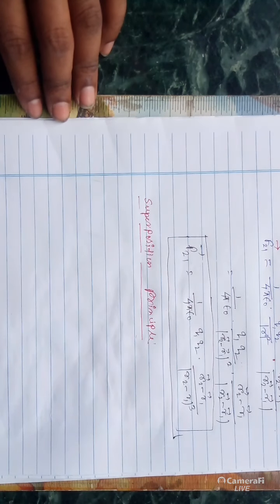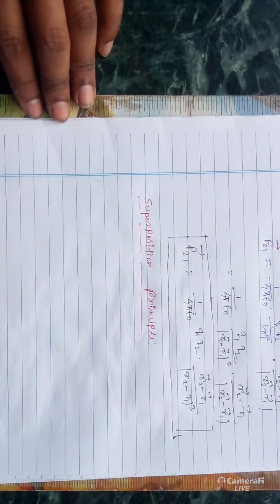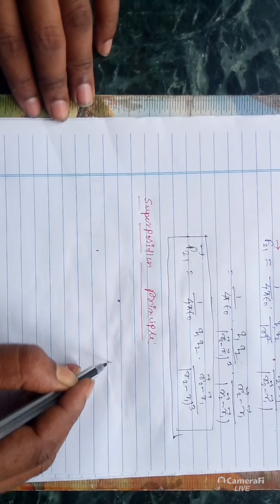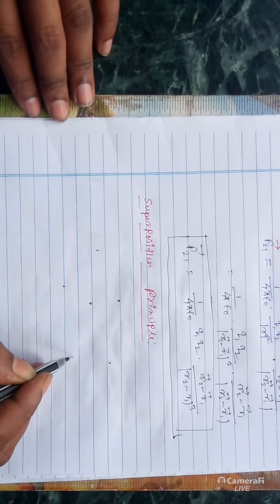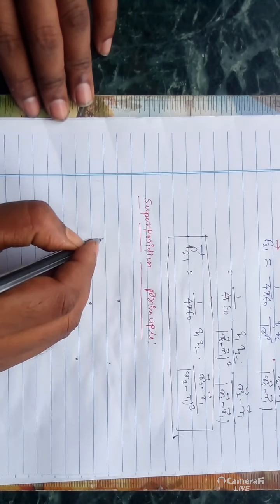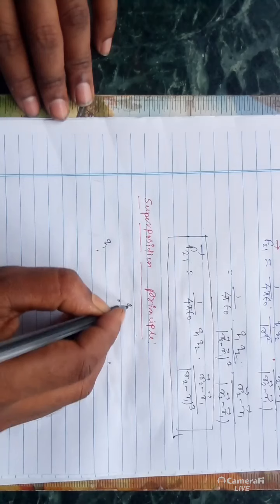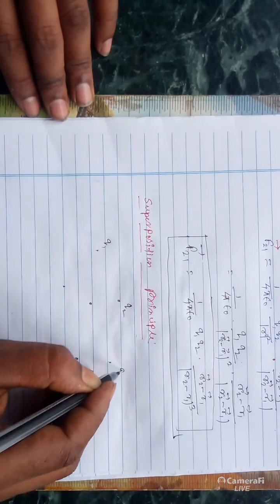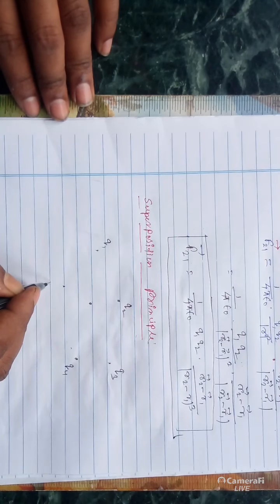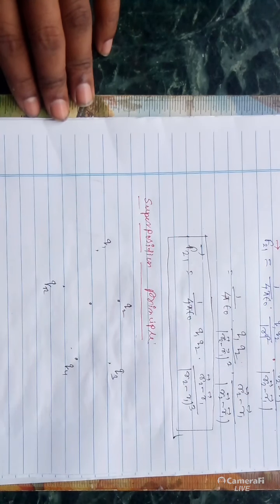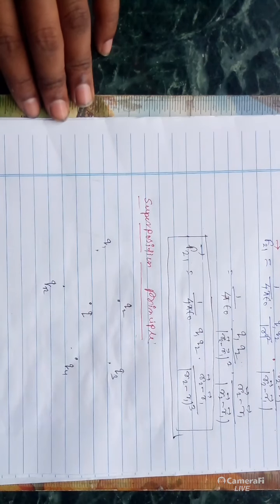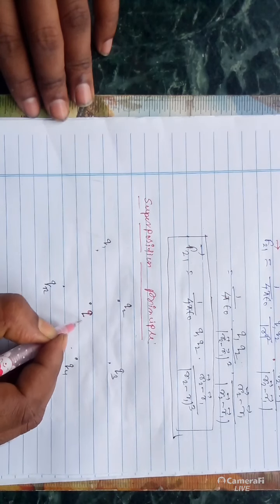Now, what is the superposition principle? For an assembly of charges, suppose n number of charges will be there. Clear? N number of charges, multiple charges. This is a charge Q1. This is a charge Q2. This is a charge Q3. This is a charge Q4. And many charges are there, and this is the charge Qn. And here a special type of charge, Q5.